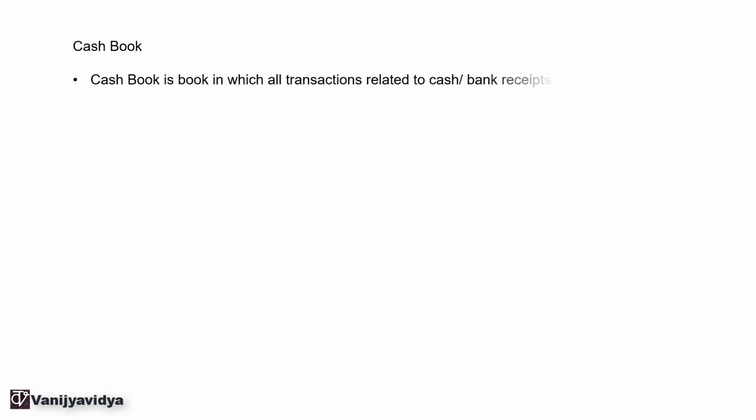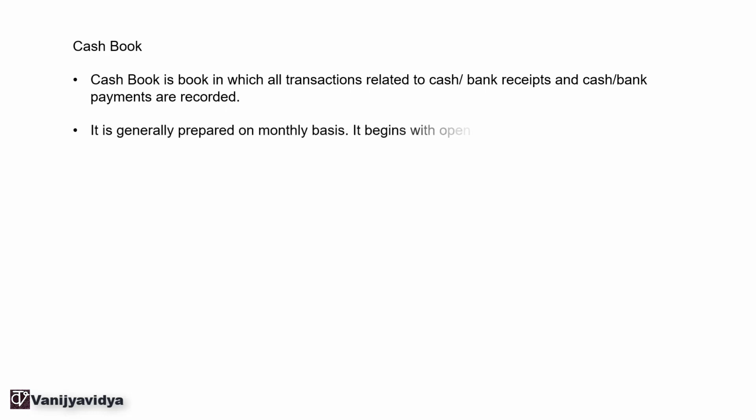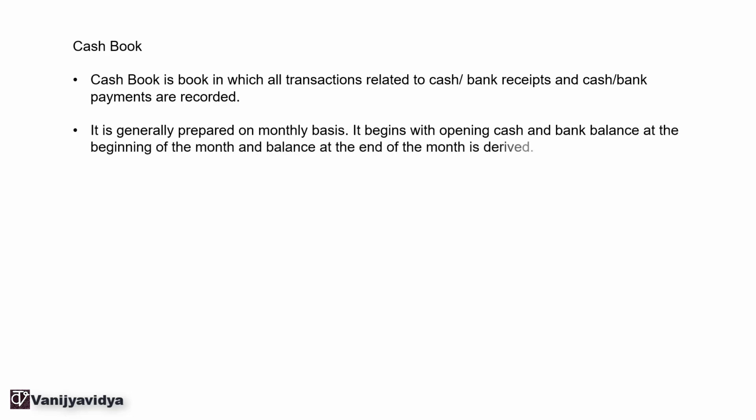Hello everyone. In this session we will be learning about what is a cash book. Cash book is a book in which all the transactions related to cash or bank receipts and cash or bank payments are recorded. It is generally prepared on monthly basis. It begins with opening cash and bank balance at the beginning of the month and balance at the end of the month is derived. Cash book is similar to cash and bank ledger account.